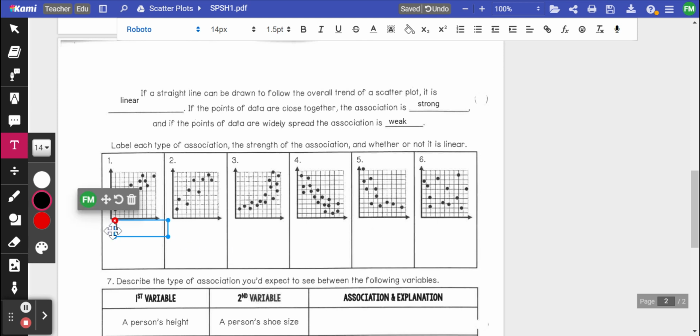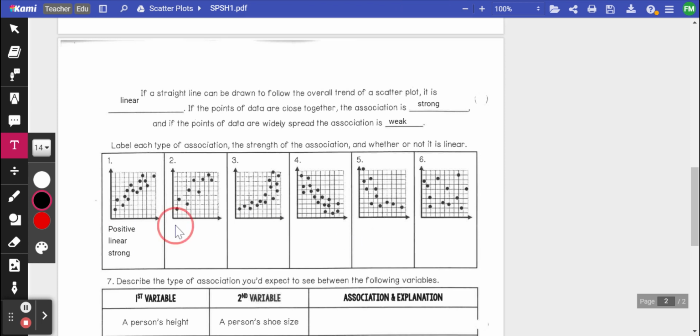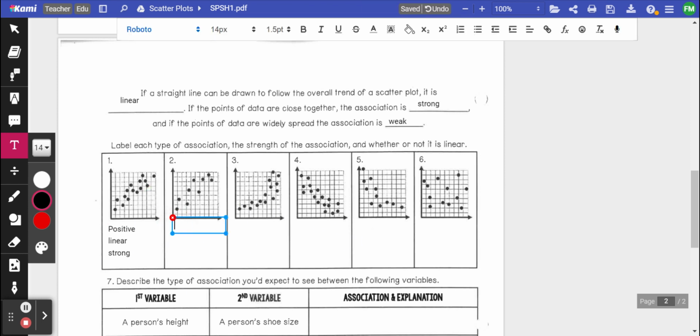Number 1, we are going to call this a positive, linear, and strong association. Versus the next one, which is still positive, still linear, but it is a weak association.